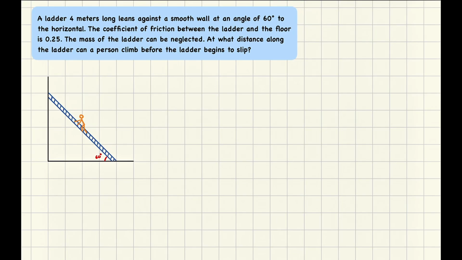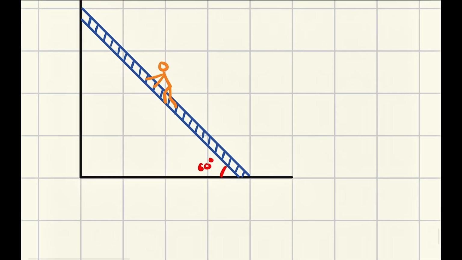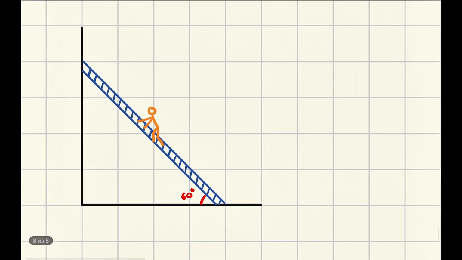Good day, friends. Right now, let's try to solve this problem on torque. A ladder 4 meters long leans against a smooth wall at an angle of 60 degrees to the horizontal. So it looks like this. This is a ladder and 60 degrees is there. It leans on the wall.